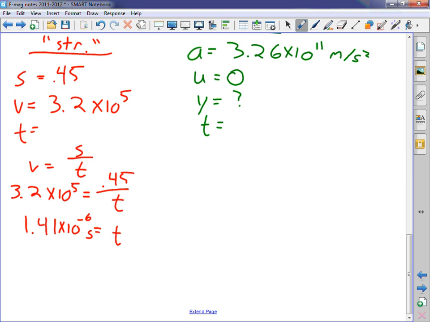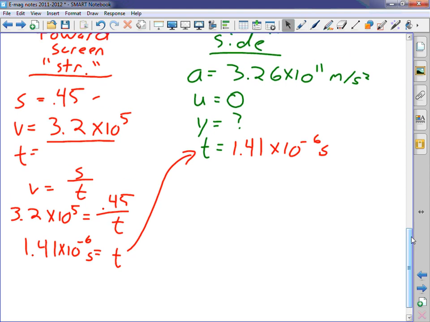A very short time. I mean, goodness gracious, it's going very fast through 45 centimeters, a very, very short distance. So I can take that time and plug it in over here, 1.41 times 10 to the negative 6 seconds. Now I've got enough information, with the initial velocity, the acceleration, and the time, to solve for how far it is with my Y equals ut plus 1/2 at squared kinematics equation.